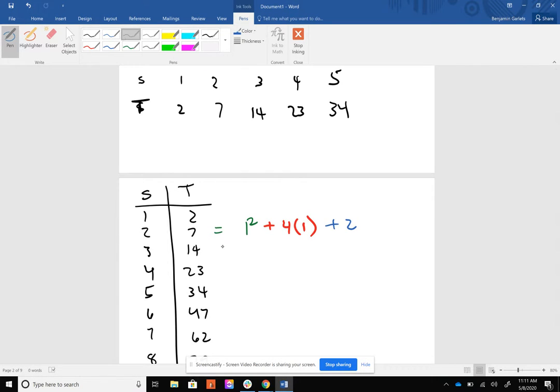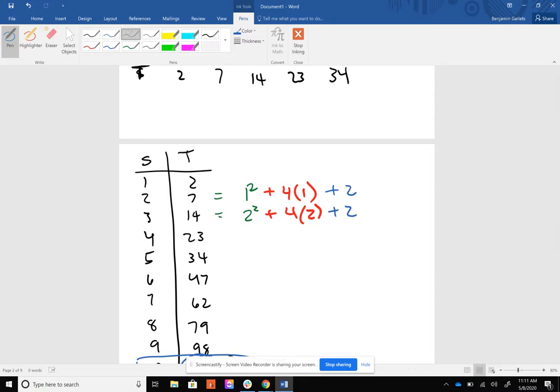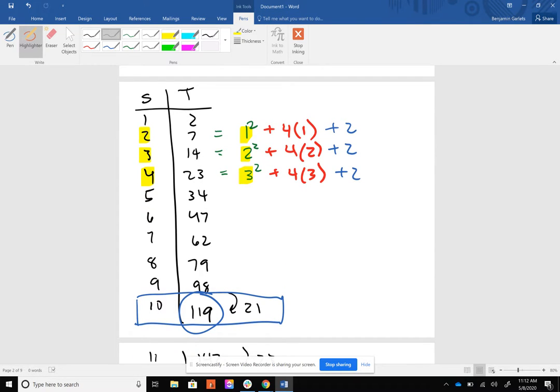And then my next one is 2 squared, plus 4 times 2, plus 2. And this is 3 squared plus 4 times 3. I guess I should have done that in the same color. Plus 2. And we see this pattern continue. If you look at it right here, these are each one less than the step number. So we can actually use the step number to come up with the equation.